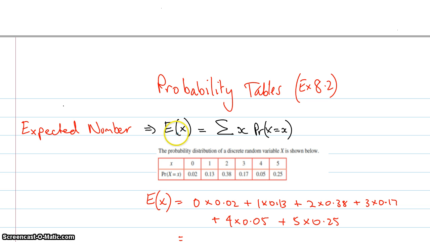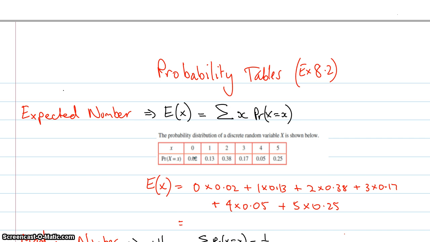Now the expected number, E of x, is equal to this funny little symbol, which means the sum of x multiplied by the probability of x happening. So for this case here, it's 0 times 0.02 plus 1 times 0.13 plus 2 times 0.38 plus 3 times 0.17 plus 4 times 0.05 plus 5 times 0.25. We multiply each outcome with the probability of that occurring, and we end up getting an answer which I believe is 2.85.